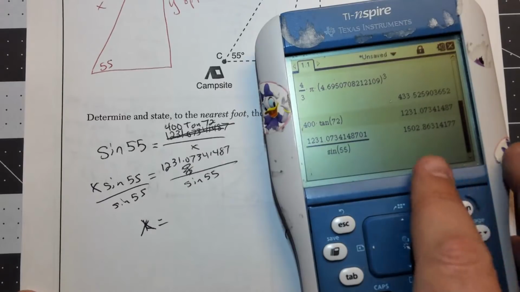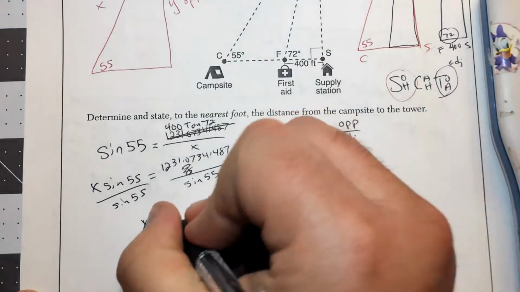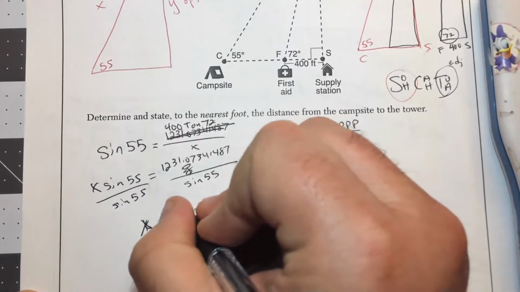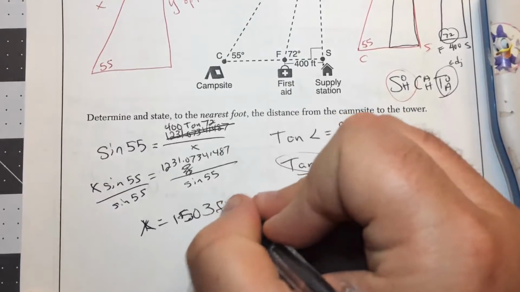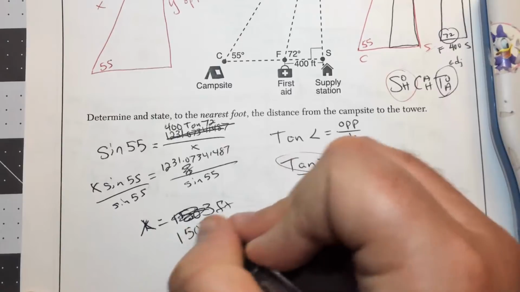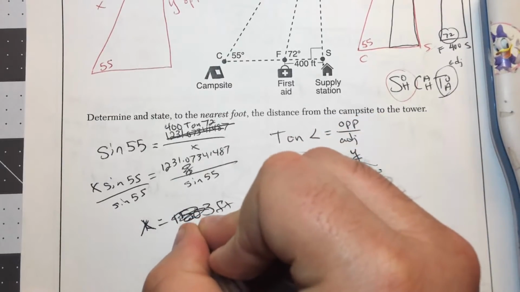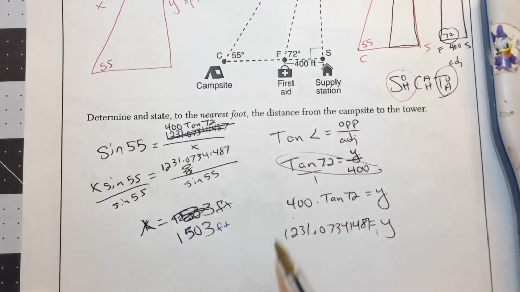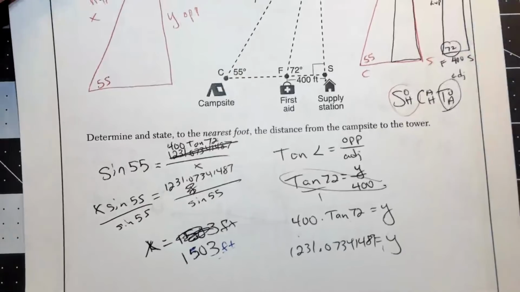answer. So nearest foot is 1,502.8, so we're going to go 1,503. Oh, there we go. That is really sloppy. Who told me to get a new pen earlier? You were right. All right. And then feet. Remember, we don't actually have to write down the feet because it says foot in the question, but remember, get in the habit of it.